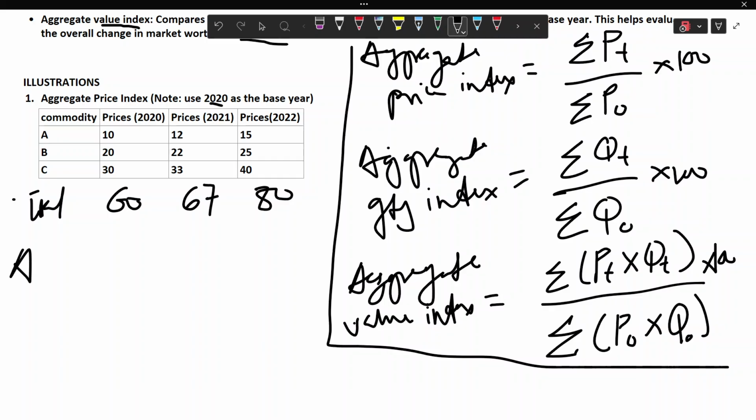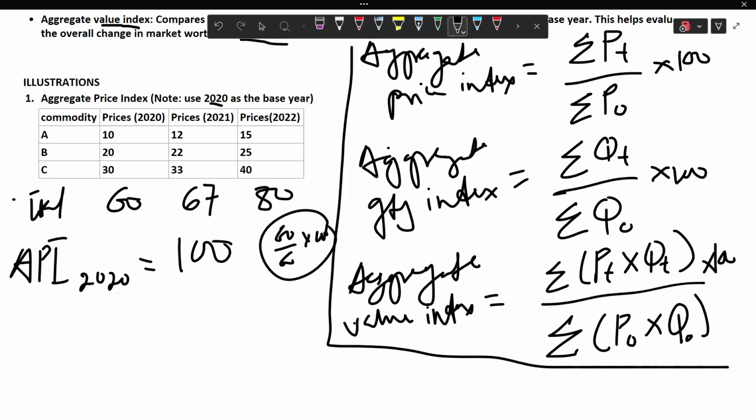So aggregate price index for year 2020 is 100. Why is it 100? It's 100 because that's the reference year or the base year, which is basically 60 divided by 60 times 100, giving us 100.